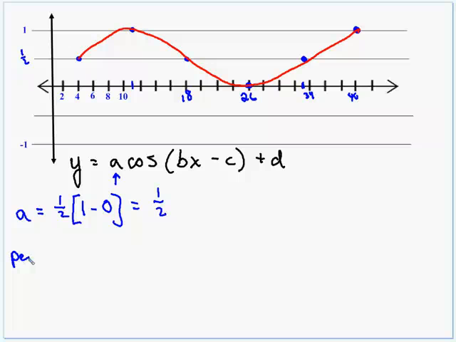The period. The period is twice from a peak to a valley. So our peak occurred at day 11, our valley at 26. The difference between 11 and 26. 26 minus 11 is 15, times 2 is 30.